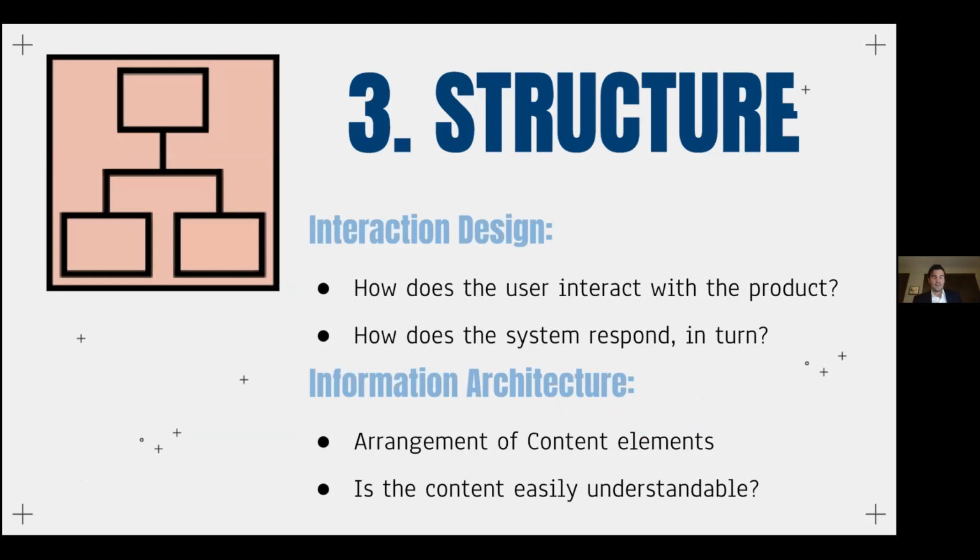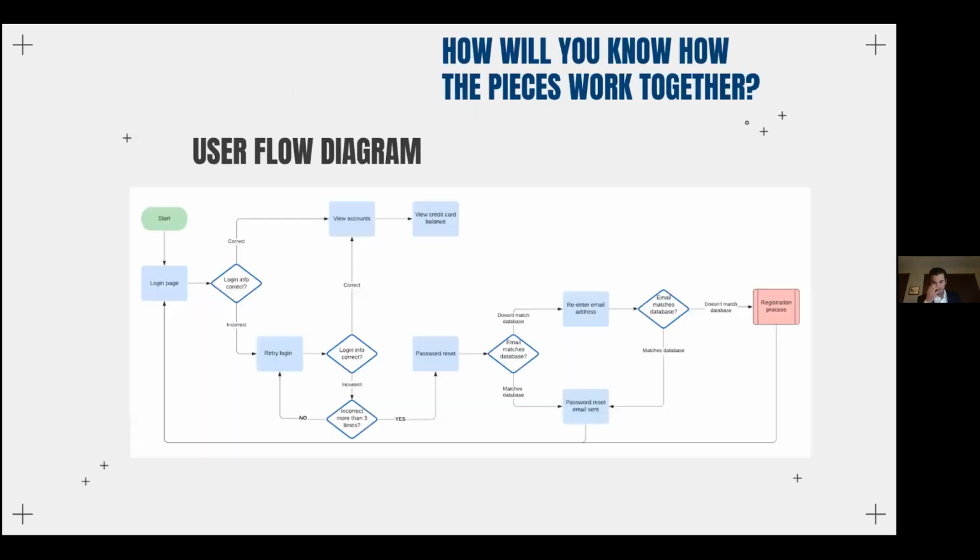The next level of abstraction, the middle level of abstraction, is structure. So this is basically like, now that you know what the problem is, what the solution you want to offer is, and what your scope is, how do all the pieces fit together? So if we go to the next slide, we can see that user flow diagrams are one way that UX designers map this out.